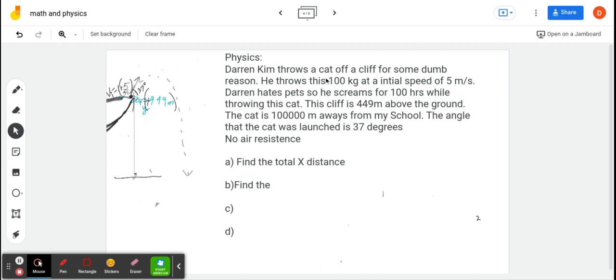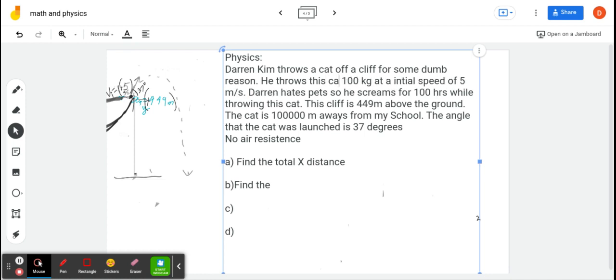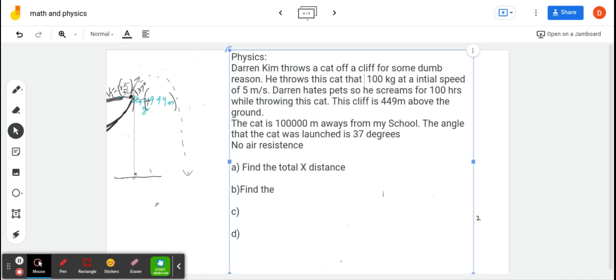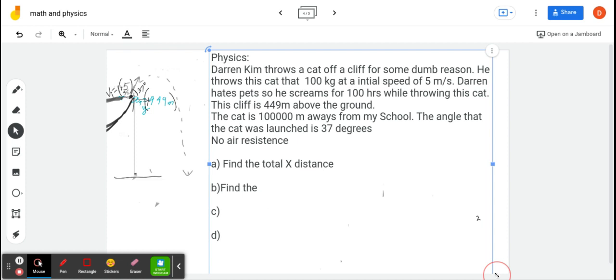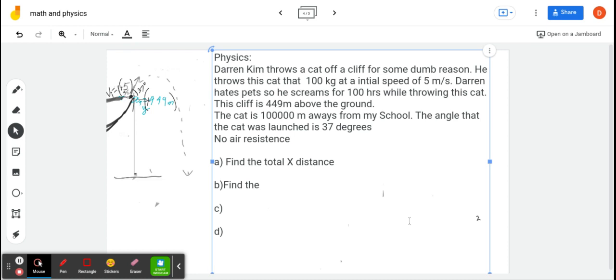The error I made was this cat that is 100 pounds. Ooh, go a little longer to there. That is 100 pounds. Okay, let me fix that. All right, that's 100 pounds at the initial speed of 5 meters per second, and Darren hates pets, so he screams 400 hours. All right, Darren. By the way, I'm using my own name, and I don't really care. If you download this and use this question anyway, it's okay to use my name. I'm fine with that, and I'm okay if you use my full name.